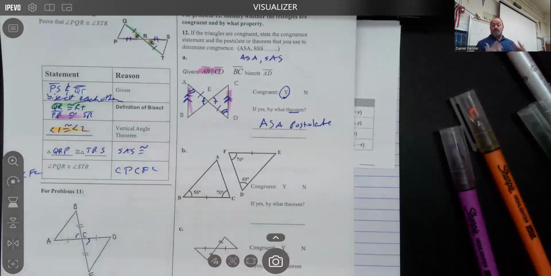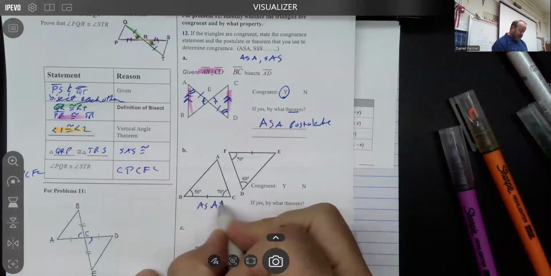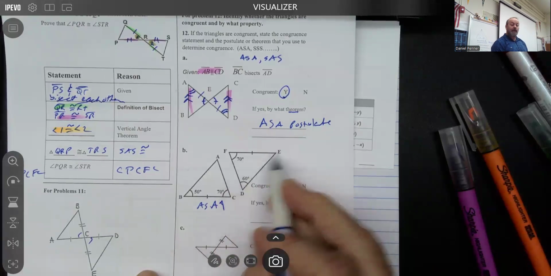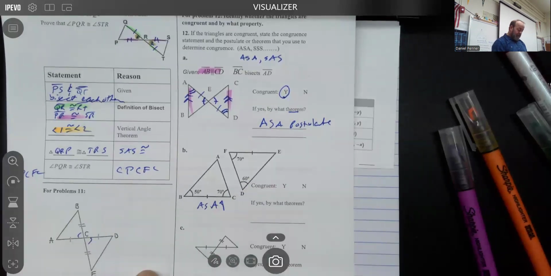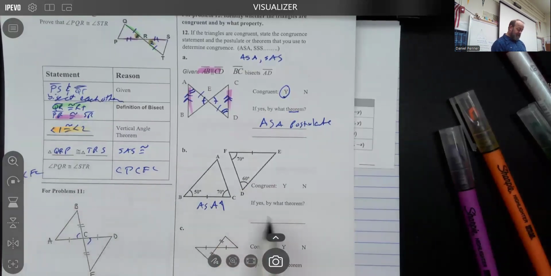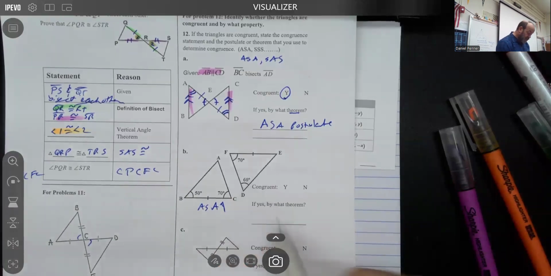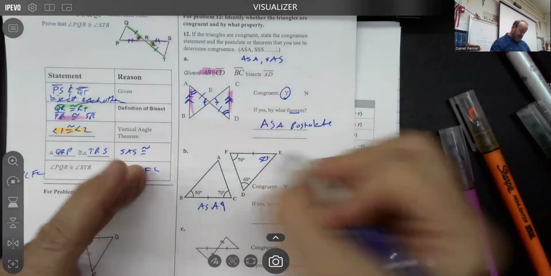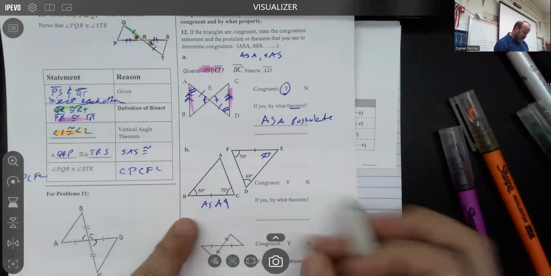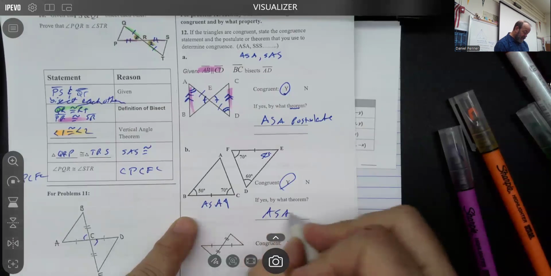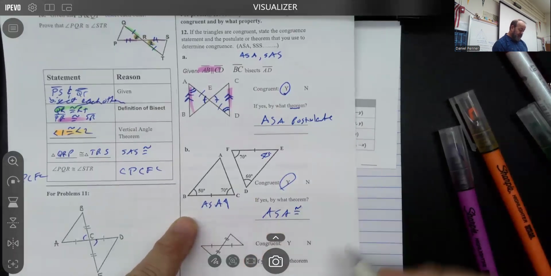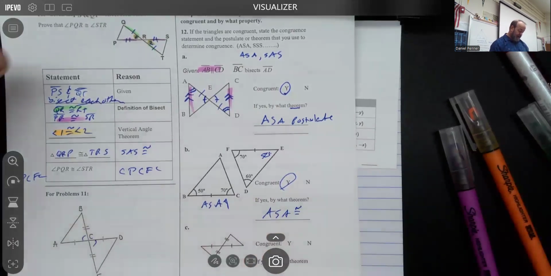Letter B. This is a little bit of a trick question, if you will, because I do see the ASA here, but I don't see ASA here. But the third angle theorem, see, if that's a 70 and a 60, those add up to 130, which makes this one 50. That's the leftover. And in fact, yes, I did get ASA again as well. Again, theorem or postulate, depending on it.